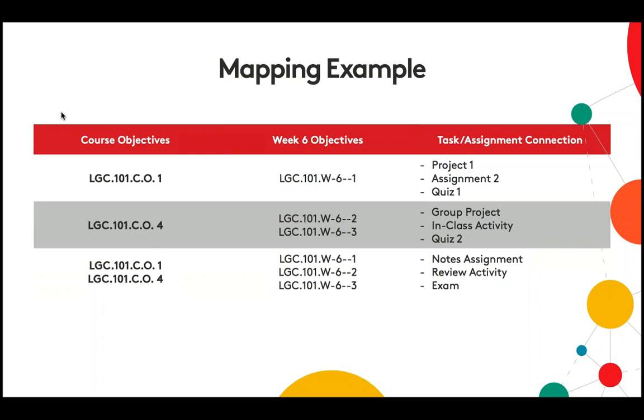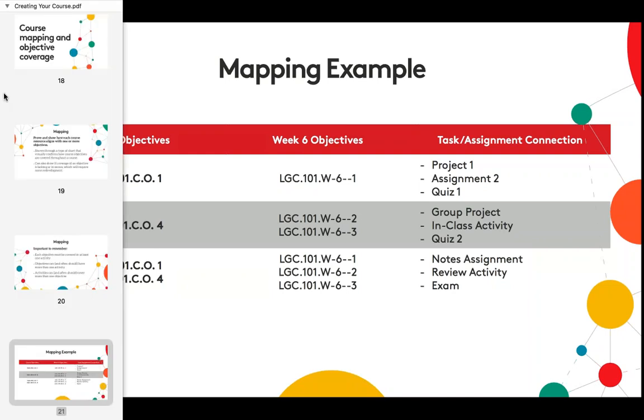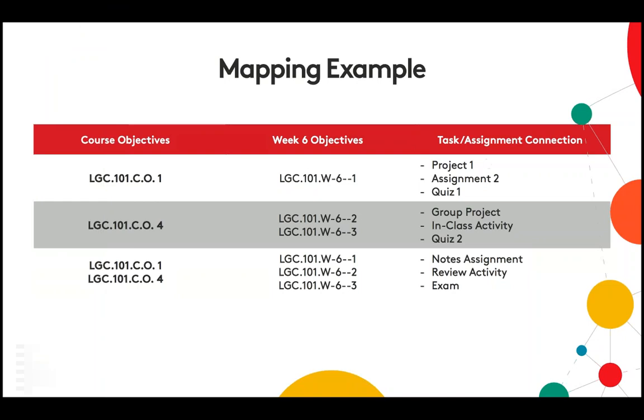They can see the path from the activity to the weekly objective to the course objective. That course objective should align to that vendor exam, and then everything looks good. So project 1, assignment 2, and quiz 1, they really hit objective 1 for the course objective. They also hit that weekly objective number 1 as well. Again, that's just one example.